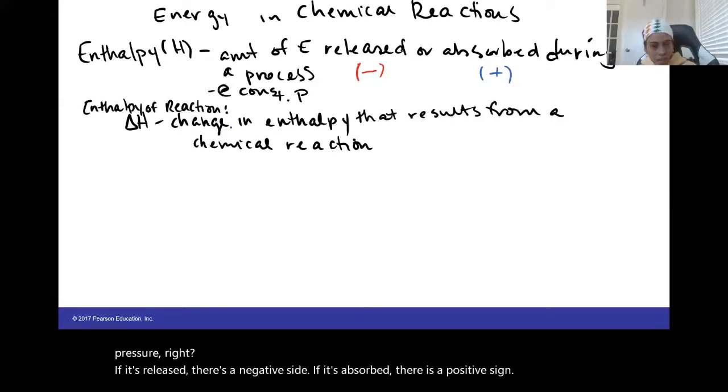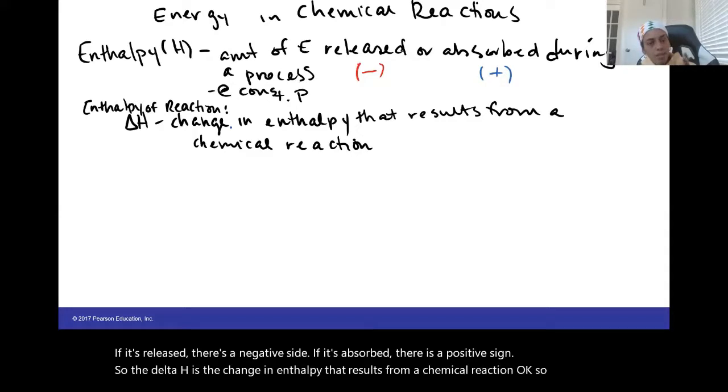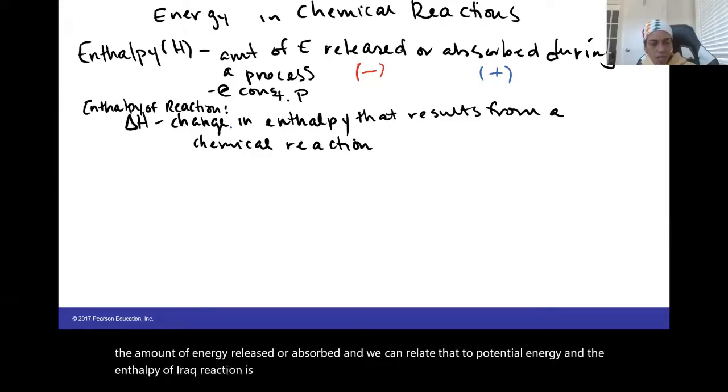So the delta H is the change in enthalpy that results from a chemical reaction. Okay, so enthalpy is the amount of energy released or absorbed, and we can relate that to potential energy. And the enthalpy of a reaction is the delta H, which is the change in enthalpy that results from a whole reaction.